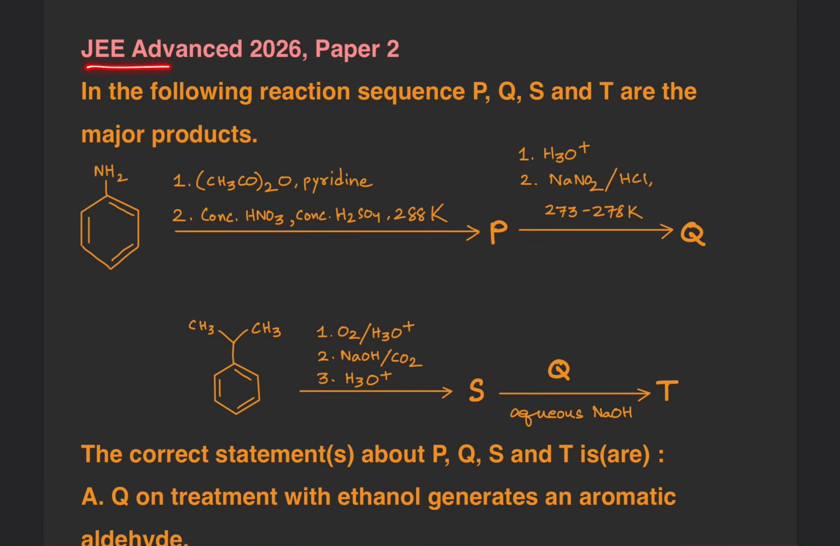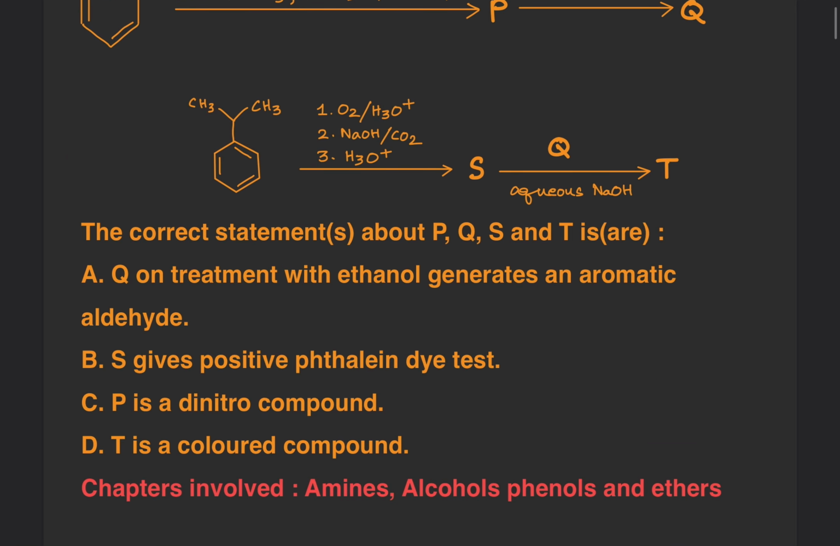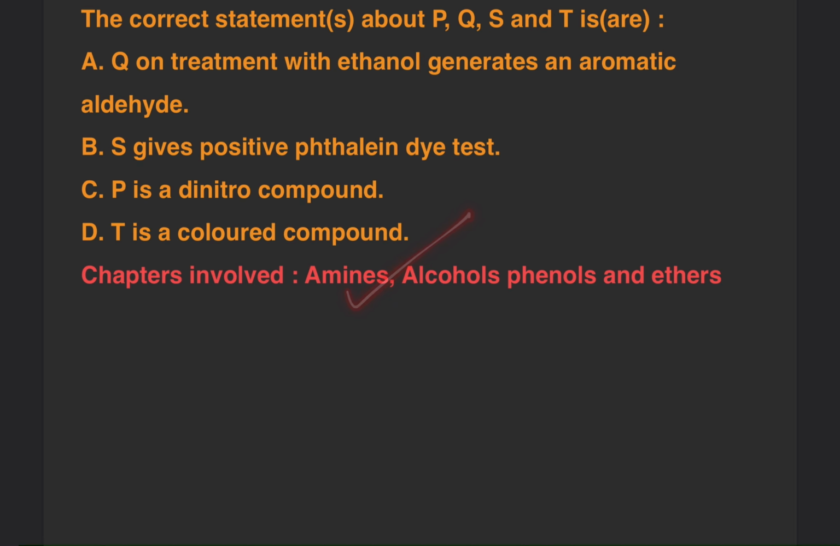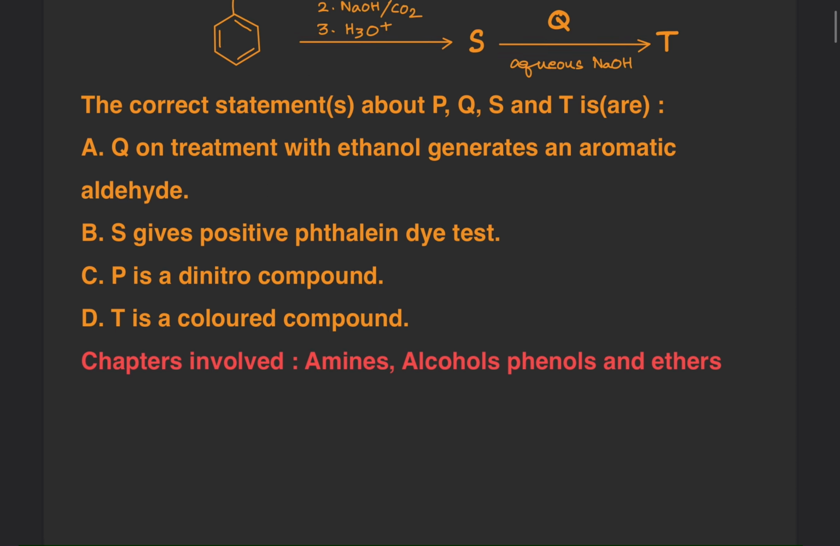Hello everyone. So this is a question from JEE Advanced 2026 paper 2. In the following reaction sequence, P, Q, S and T are the major products, okay? And the correct statements about P, Q, S and T are to be identified. So a few statements are given. The chapters involved are amines, alcohols, phenols and ethers, okay?